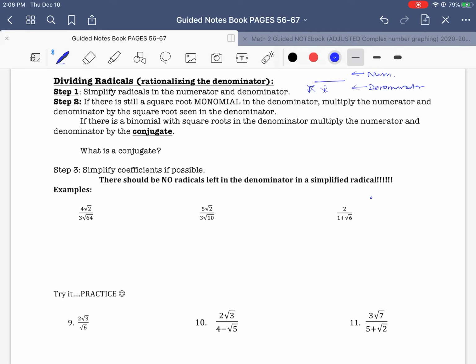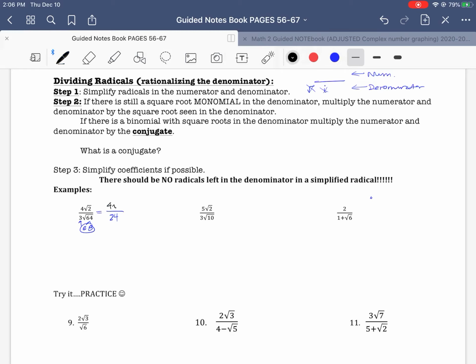There are a couple of different cases we can run into, and different strategies to attack them. The first one is if we have a radical in the bottom, we see if we can simplify it all the way first. Notice this one, we just have 64. The square root of 64 is 8 times 8. So really, that's just 3 times 8, which is 24. That simplifies very easily because the radical has a whole number square root.